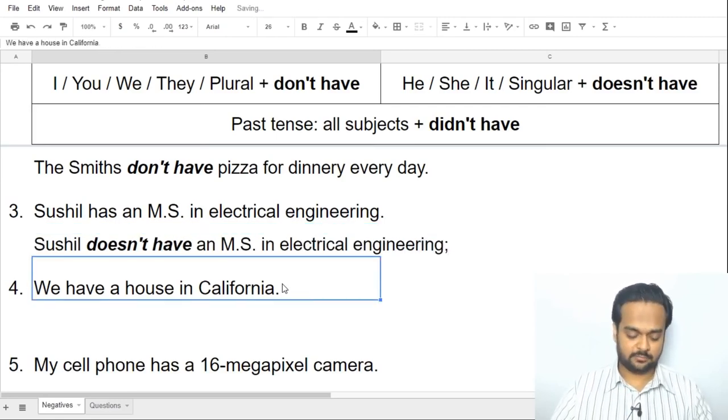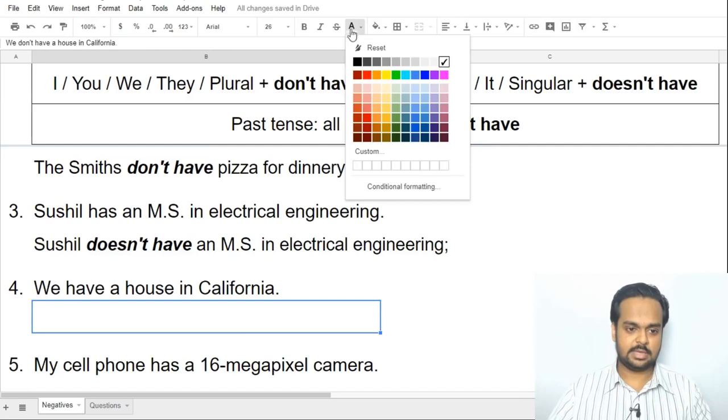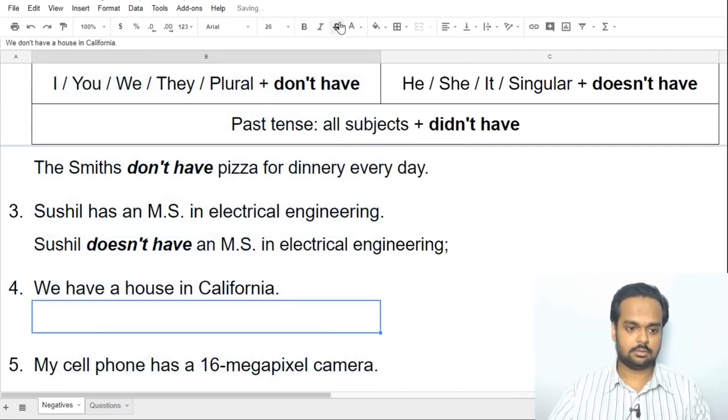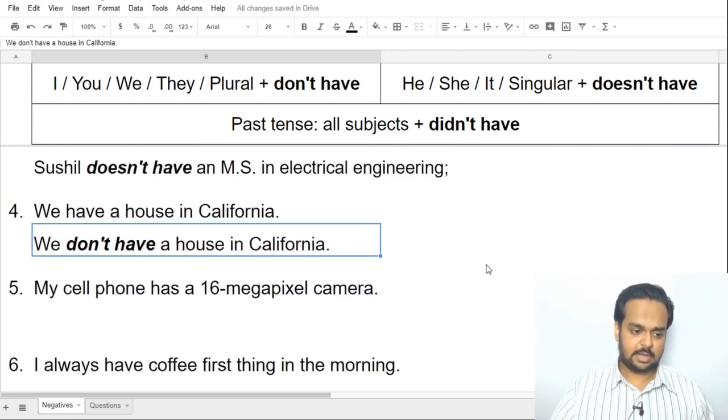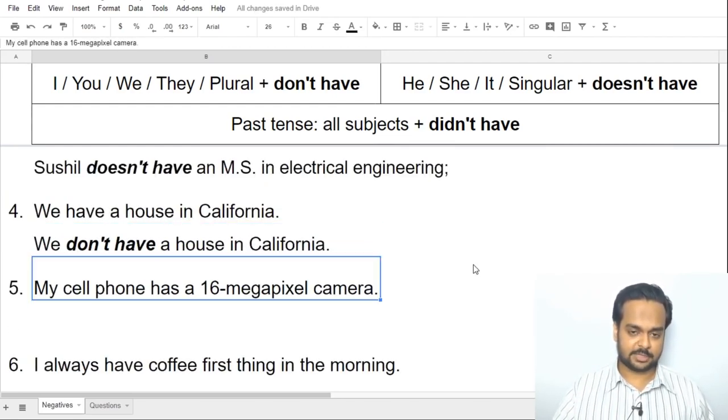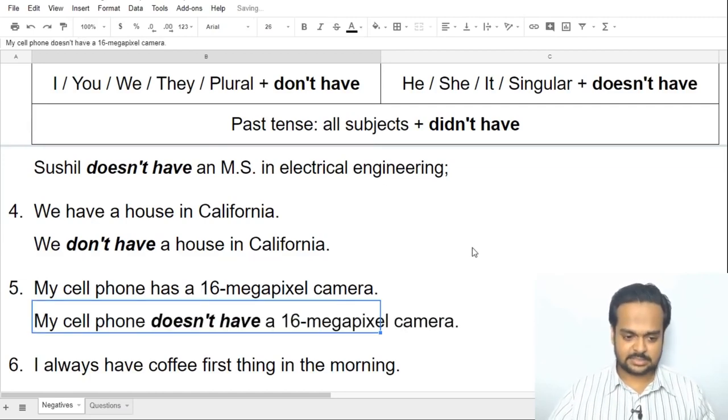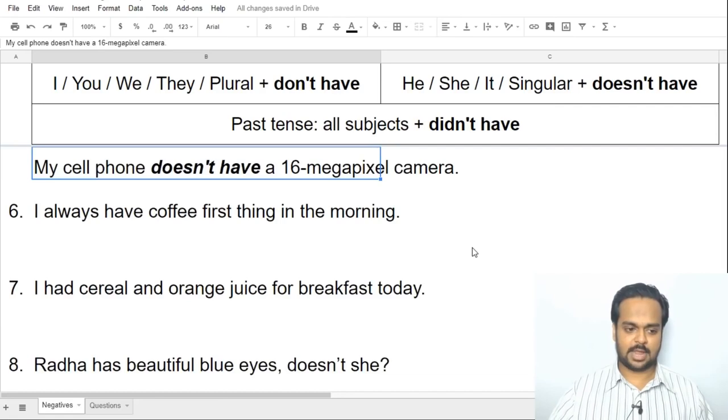We have a house in California. We don't have a house in California. That's the negative. My cell phone has a 16 megapixel camera. Negative, my cell phone doesn't have a 16 megapixel camera. It only has an 8 megapixel camera.